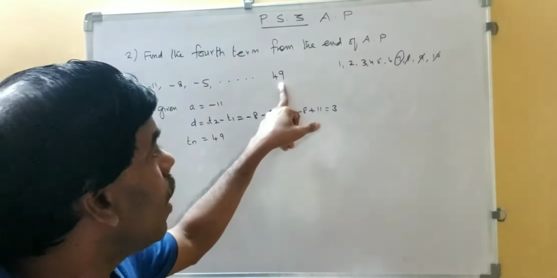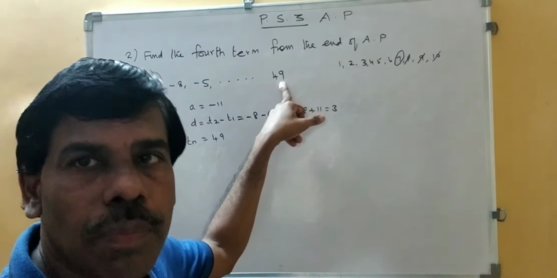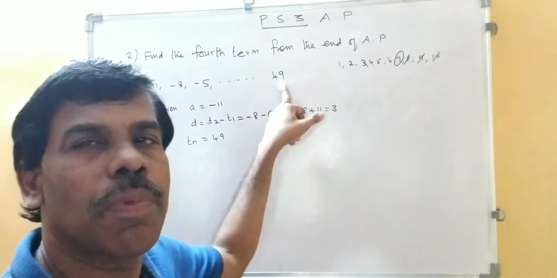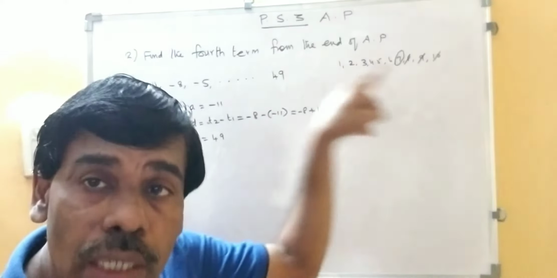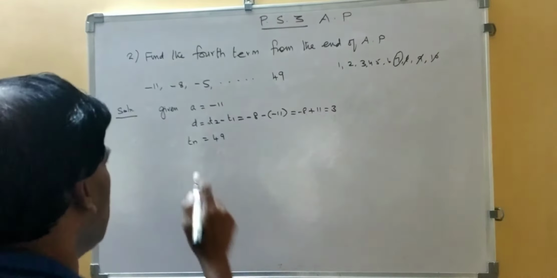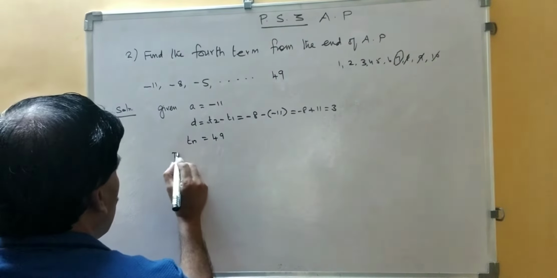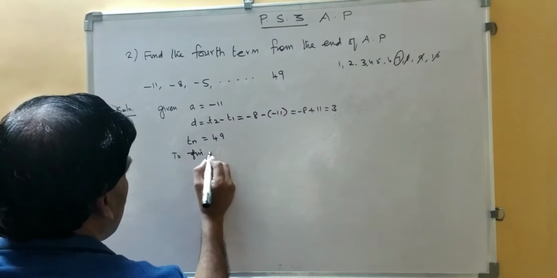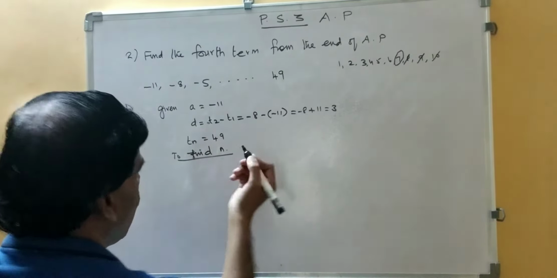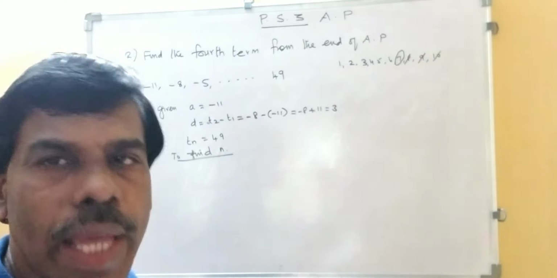See, it may be a 20th term, it may be a 10th term, it may be a 30th term, it may be 50, any term. So, what is the term? That we have to find out. That means we have to find out n. Okay, we need to find out n.